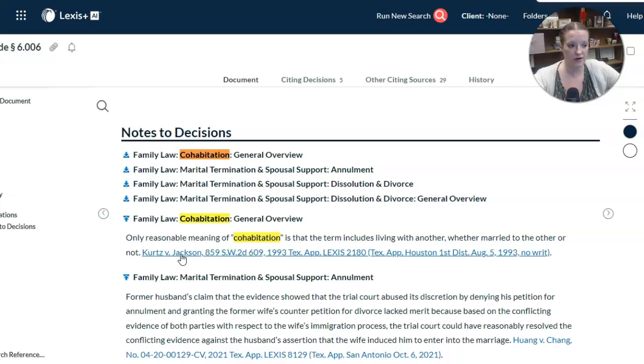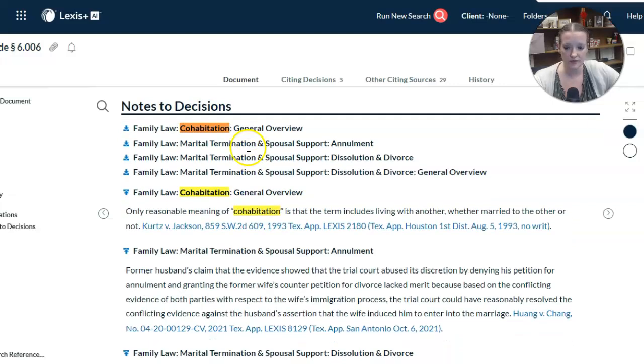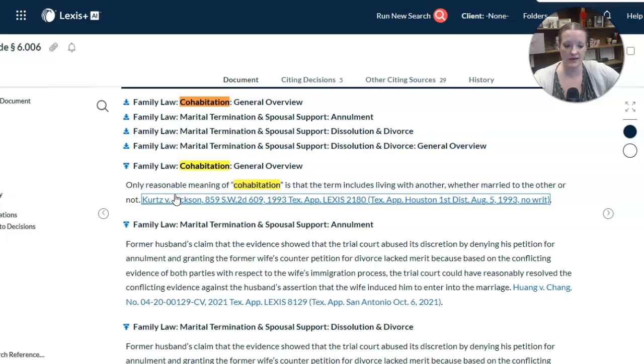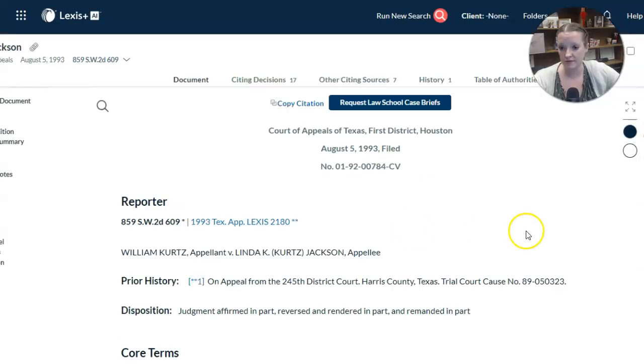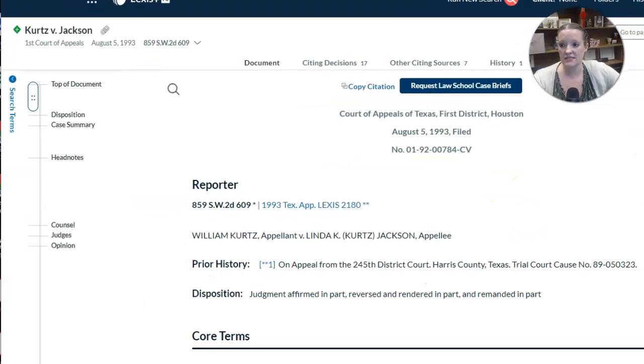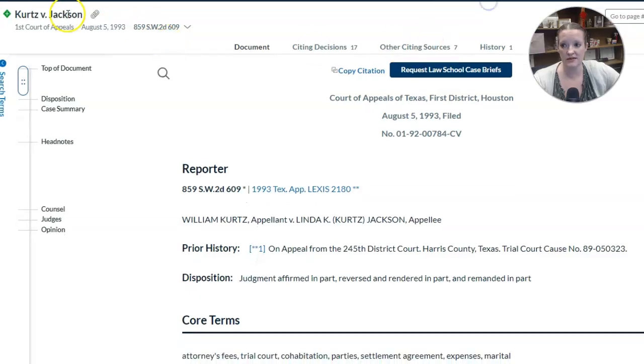So we did Command F, right? That's one approach. In this example, we found it within notes to decisions. That is called notes of decisions on Westlaw. Same concept though. So now I'm going to click into this case so we can move to question 4. And the question asks us, is this good law, right? So we see our signal in a couple of places. We see our signal here to the left of Kurtz v. Jackson, which shows that positive treatment is indicated.